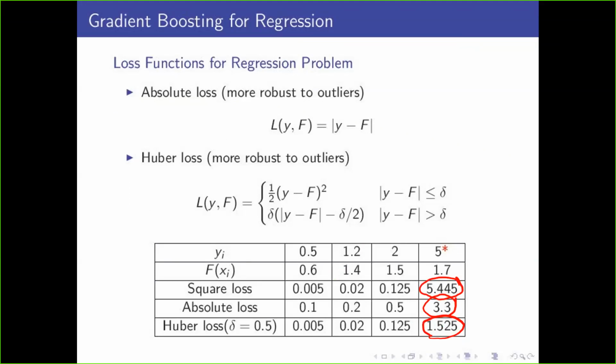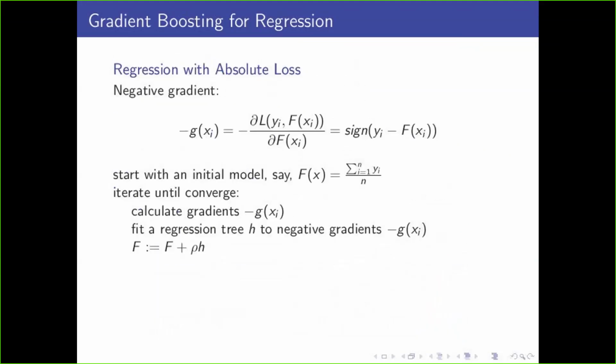So now we can formulate the gradient descent algorithm with respect to the other loss functions as well. Compute the negative gradient: start with an initial model, calculate the negative gradient at every step, and fit a regression model. Sir, what is the initial model? Here I have taken a simple model: the average of all the target values as the initial prediction.